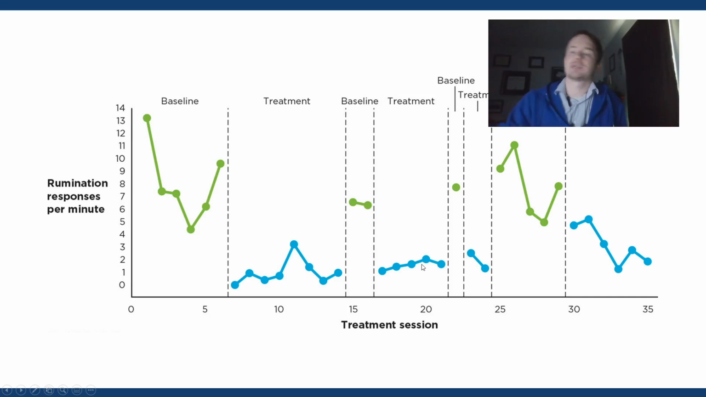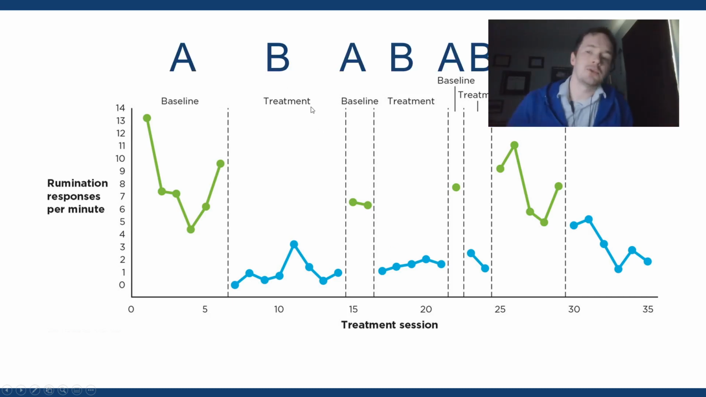So in this case, this is called an ABAB design. How do you know this? Because A is always the baseline, B is always the treatment, and so however many times you go back and forth, that's how you describe that particular design.